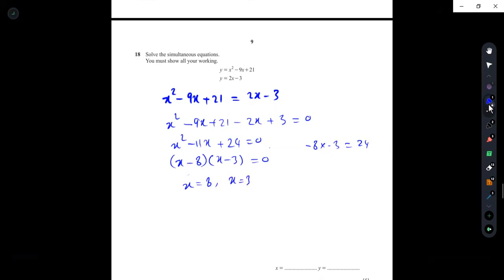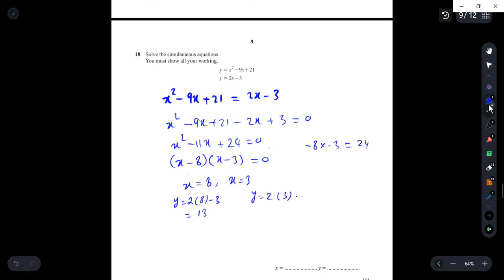We have found the values of x. So we got two values of x. For each value of x, the value of y is to be found. So y equals 2x minus 3. That means 16 minus 3, 13. And here y equals 2x minus 3, so 6 minus 3 is 3. So two pairs of values we get, 8, 13 and 3, 3.